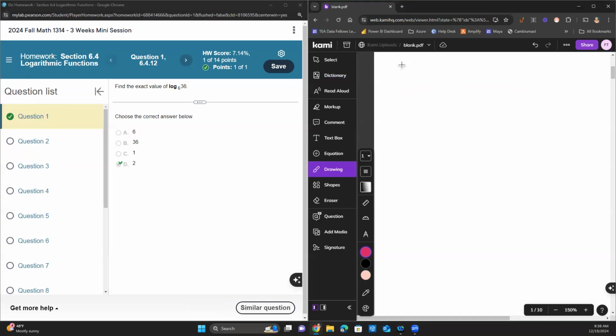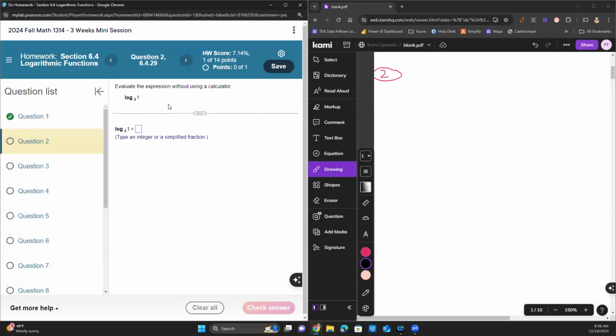For number 2, the question I got this time is: evaluate this logarithmic expression without using a calculator. So I have log base 4 of 1. I need to find what this answer is. So the question is: 4 to the what power is equal to 1?